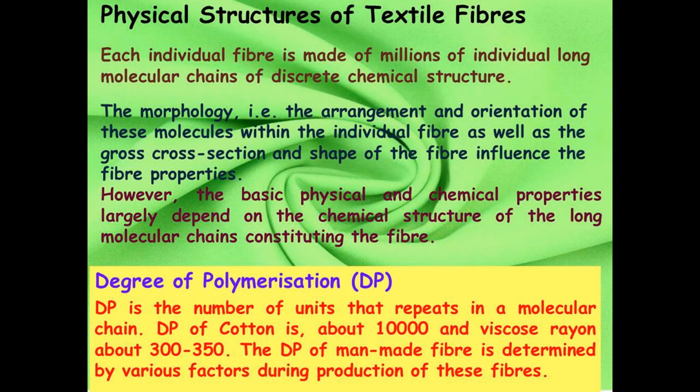Degree of polymerization, or DP. DP is the number of units that repeats in a molecular chain. DP of cotton is about 10,000 and of viscose rayon about 300 to 500. DP of man-made fiber is determined by various factors during production of these fibers.